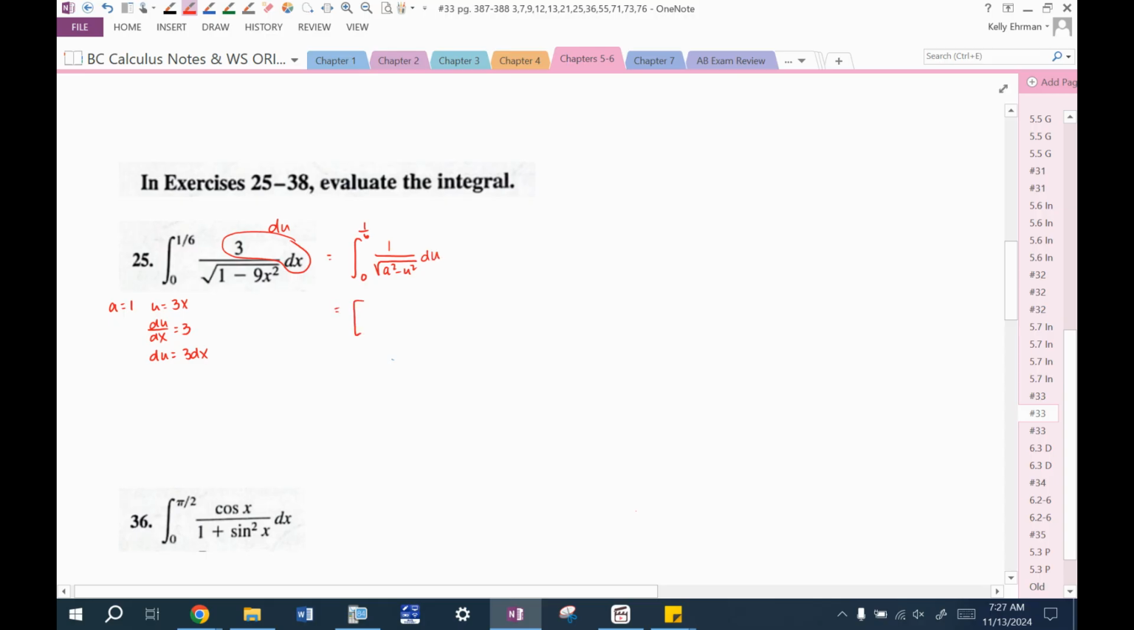And that's equal to the arcsine of u over a, 3x over 1, evaluated from 0 to 1/6. That's equal to the arcsine of 3 times 1/6, which is 1/2, minus the arcsine of 3 times 0, which is 0. Arcsine of 1/2 means what angle between negative pi over 2 and positive pi over 2 makes sine equal to 1/2? That's pi over 6. And then arcsine of 0 is 0 because sine of 0 equals 0. So our answer is just pi over 6.